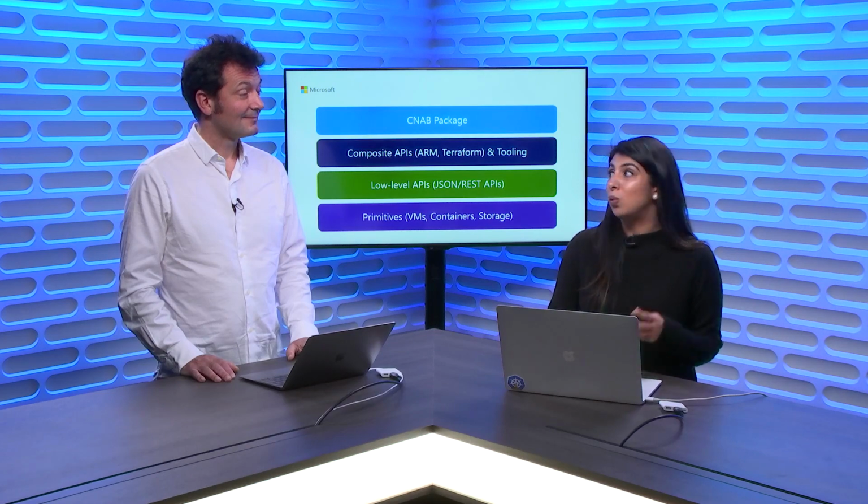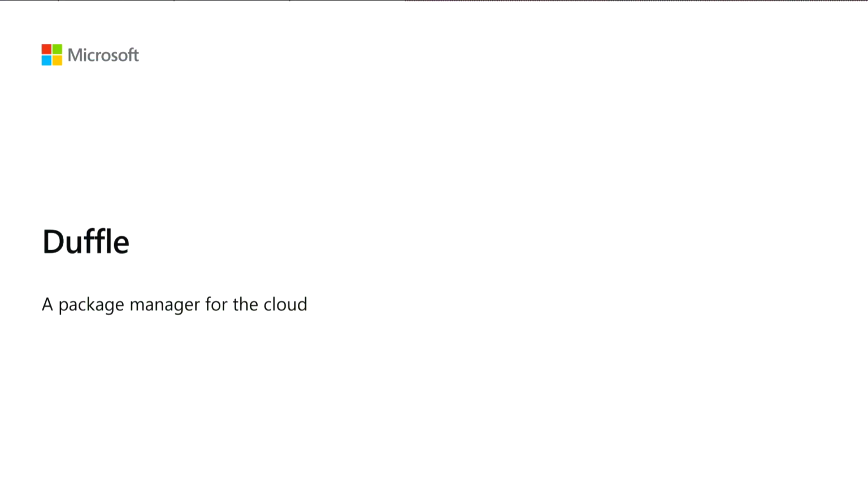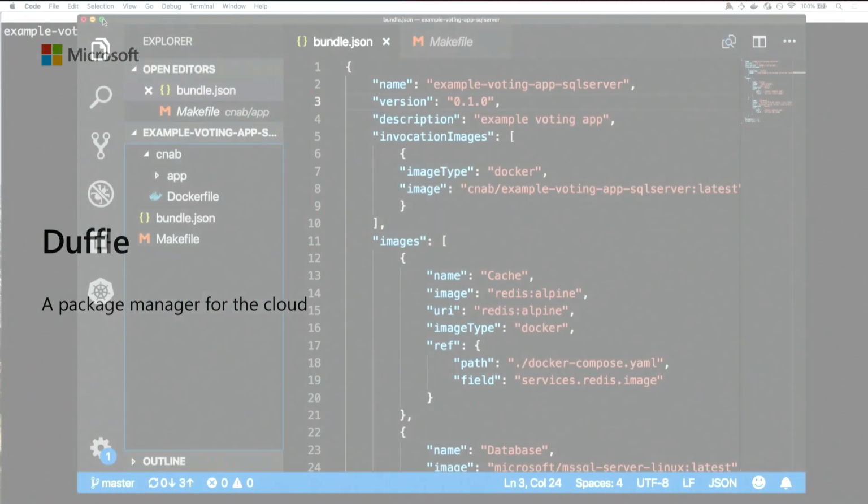But the question we've been asking ourselves is, with so many well-developed tools and templates and scripts, how do you actually package up the components that make up your application? That's the problem we've been working on with CNAB. We've also been working on a package manager for the cloud called Duffel, which helps you install, manage, and build CNAB applications. So let's take a look at what a bundle actually looks like.